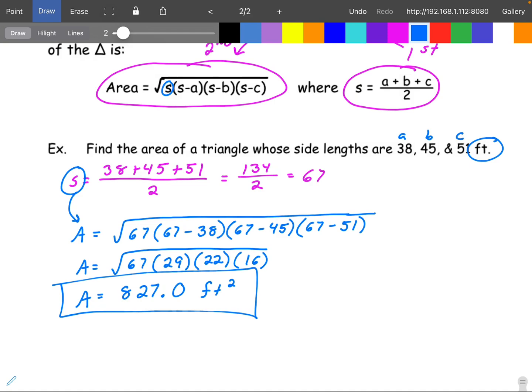All right, so that is it for the second half of 4.7, Law of Cosines. Much shorter than the day before. So hopefully that all makes sense, and I will see you next time.